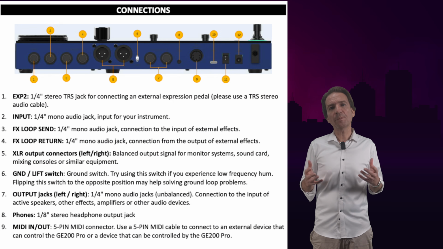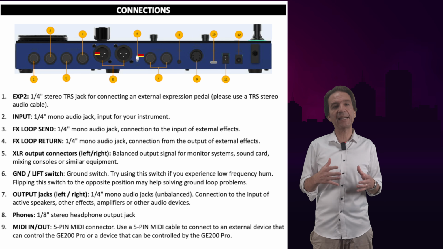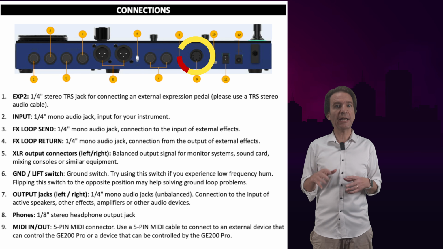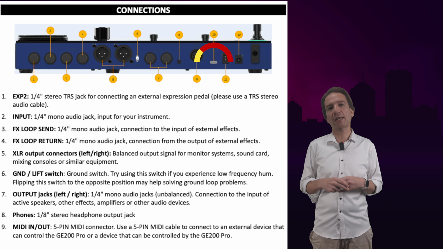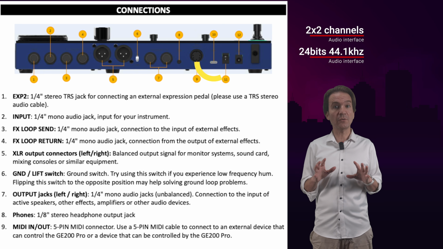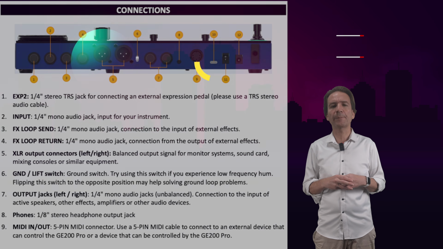In terms of I/O, it has an external expression pedal input, a guitar input, a mono effect loop, stereo balanced and unbalanced outputs, a headphone out, a MIDI input that can be used both for MIDI in and out, and a USB-C connection. In fact, the unit can be used as a 2x2 channels audio interface at 24 bits and 44.1 kHz, unfortunately not 48.